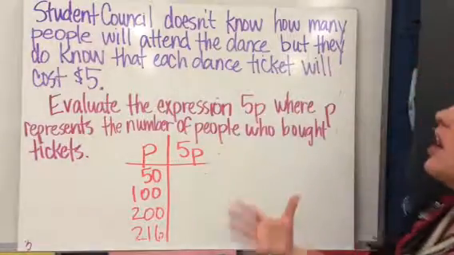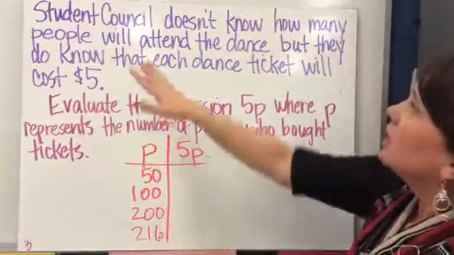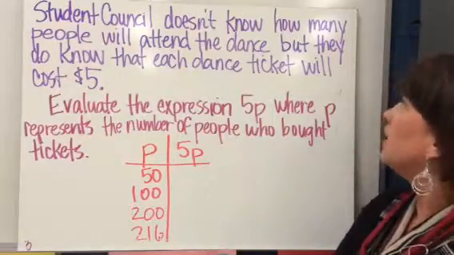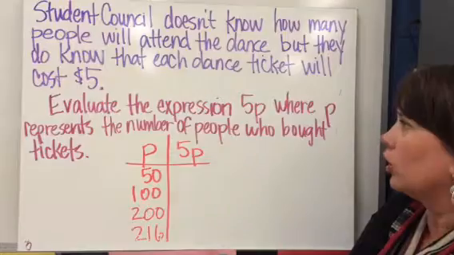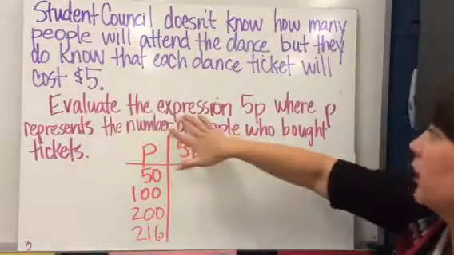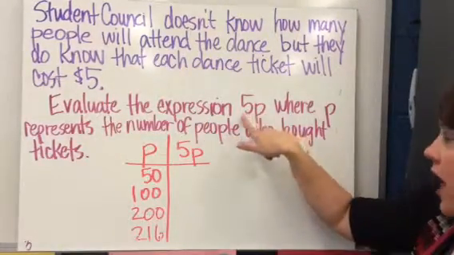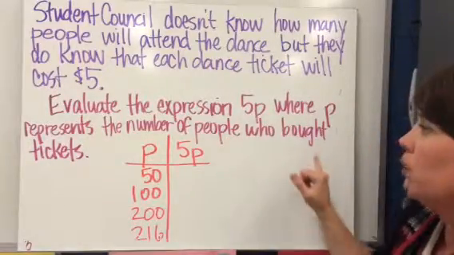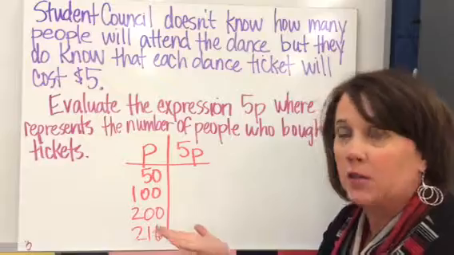Now, let's take a real-life example of why we would use this. Student council doesn't know how many people will attend the dance, but they do know that each dance ticket will cost $5. So evaluate the expression 5p, or 5 times p, where p represents the number of people who bought tickets, and 5 stands for the amount of each ticket cost.